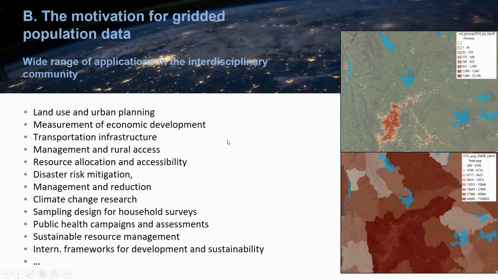There's a wide range of applications that we can think of where this population data have been used already, and others, of course. POPGRID is very interested in spurring and encouraging more such applications in different fields, in different areas of scientific work, but also applied science. These fields range from land use to transportation, to resource management, resource allocation, to natural hazard risk assessments, climate change, as well as public health assessments.